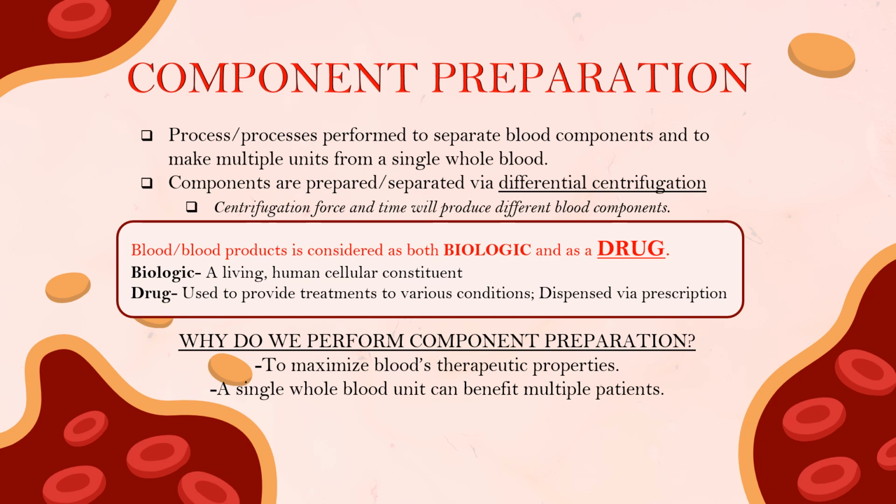So blood is considered as both biologic and as a form of drug. When we say biologic, meaning it is a human cellular constituent, blood is a living cell, and like any other human cells, it is capable of generating and consuming energy in the form of adenosine triphosphate molecules. And when we say drug, they are basically used to provide treatments to various conditions, and the type of component to be transfused to a patient will depend on what condition the patient has or is enduring.